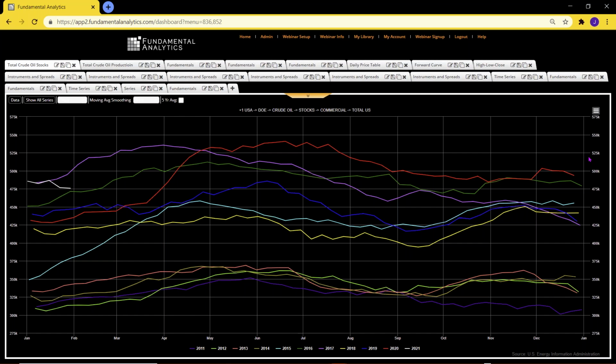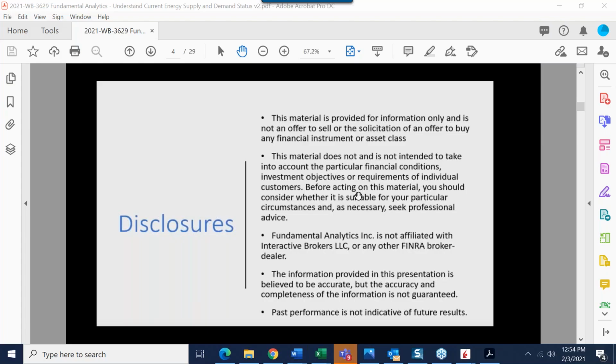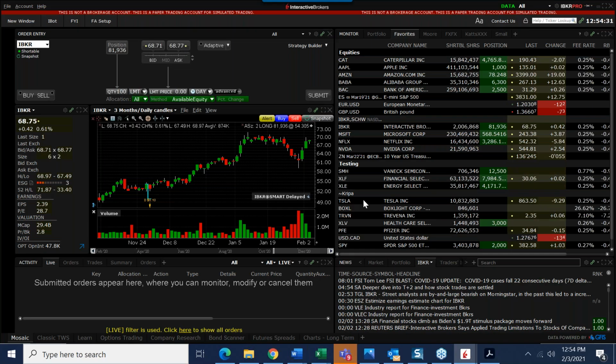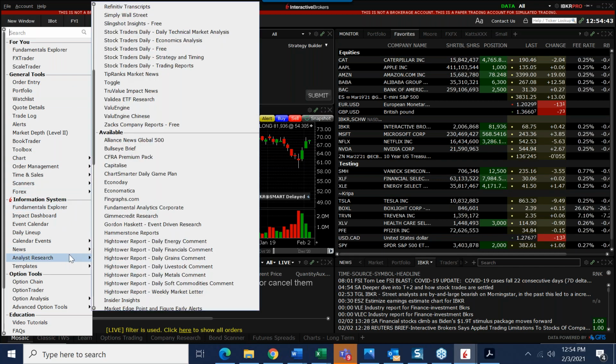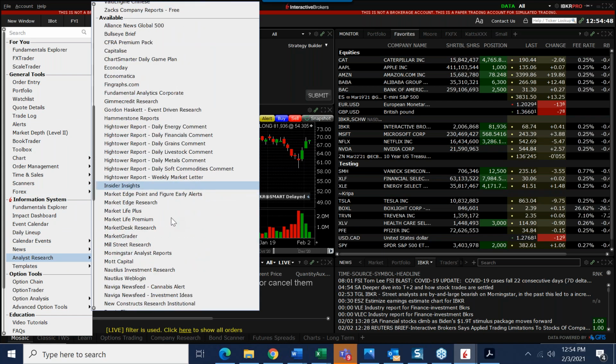I'm going to take back change presenter to me, and I wanted to show people how they can see this in Trader Workstation, or at least how to subscribe using Trader Workstation. I have my Trader Workstation up here on the screen. If I go to the upper left, you'll see there's a new window drop-down menu, and under Information Systems and Analyst Research, the area is split into two: available subscriptions and items that you're already subscribed to.